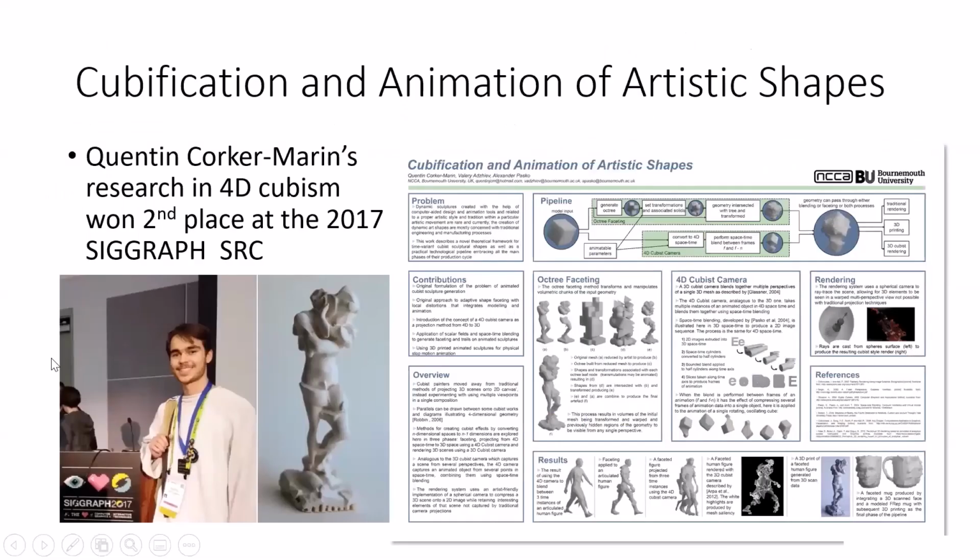And then we also had quite a few projects, as I mentioned, that went to SIGGRAPH. So one example of one of those that won the second place at SIGGRAPH was Quentin Corcomaran's research in 4D cubism, which was mainly supervised by Valeria and also contributed to by Alexander Pascoe.